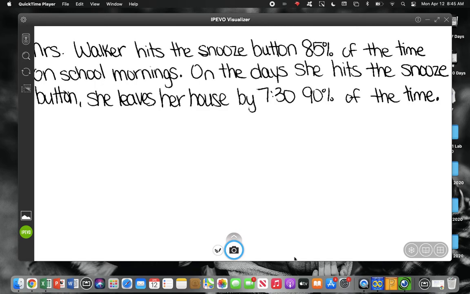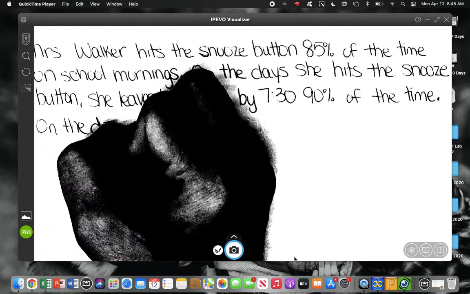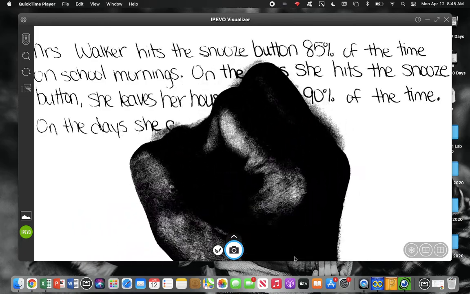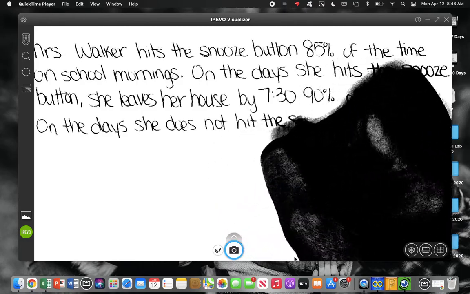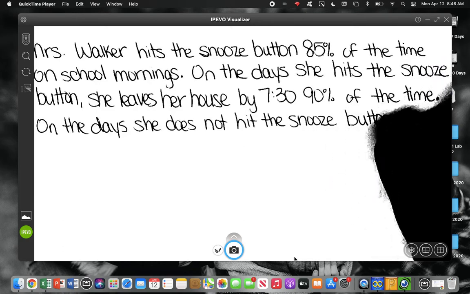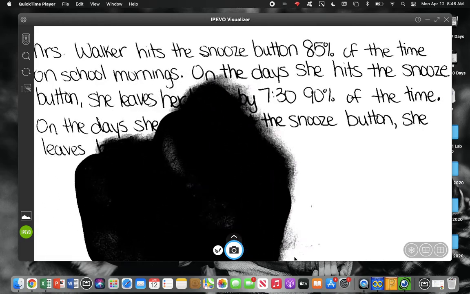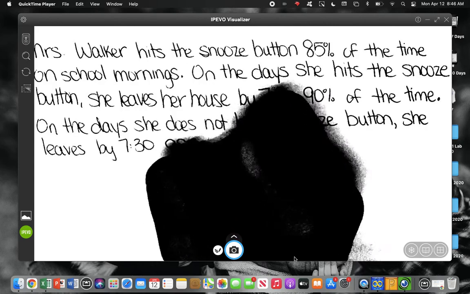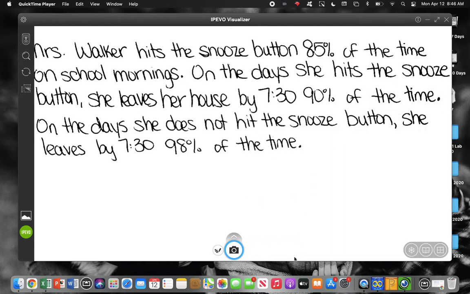All right, now I've got one more piece of information. On the days she does not hit the snooze button, she leaves by 7:30 98% of the time.